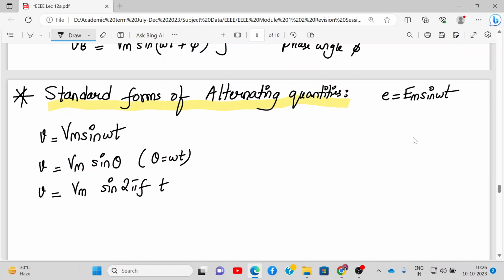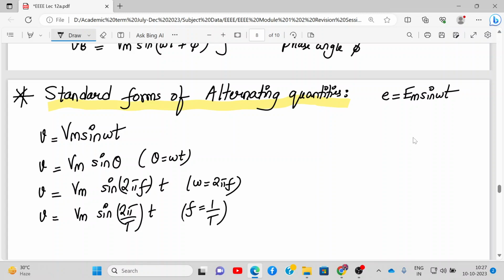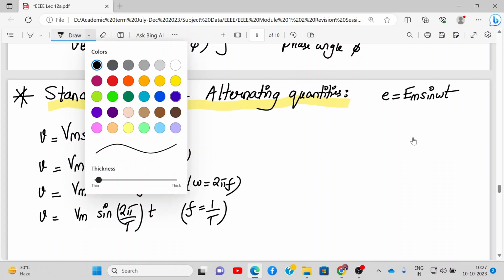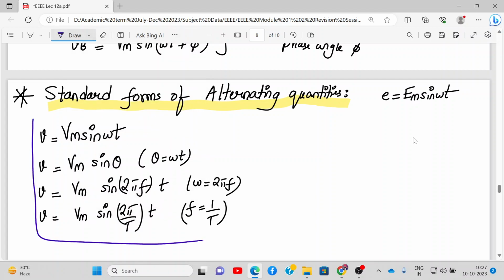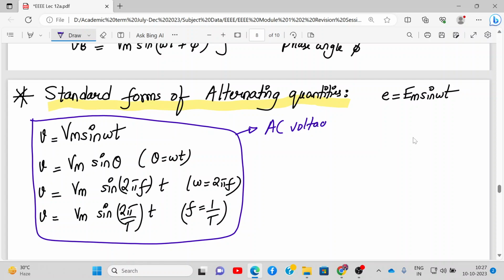All right. Since we have over here omega is equal to 2 pi f, it can also be written as Vm sine, instead of writing f, we can write 2 pi by T into t, because we know f is equal to 1 upon T. So these are all the standard forms of alternating voltage. Let me highlight it. This represents all the sinusoidal AC voltages. So these are all AC voltages standard form.